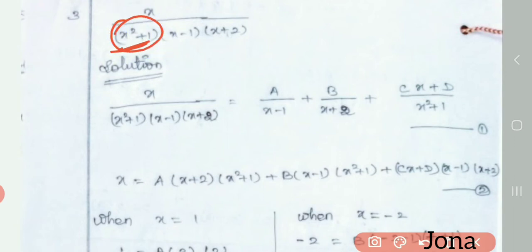How to introduce? For this x square plus 1, I have to take the numerator like this: cx plus d. I want to take 2 more constants, cx plus d by x square plus 1. This is new for us. For this x minus 1, we can take a by x minus 1. For this x plus 2, I can take b by x plus 2, plus for this x square plus 1, I want to take the numerator as cx plus d.